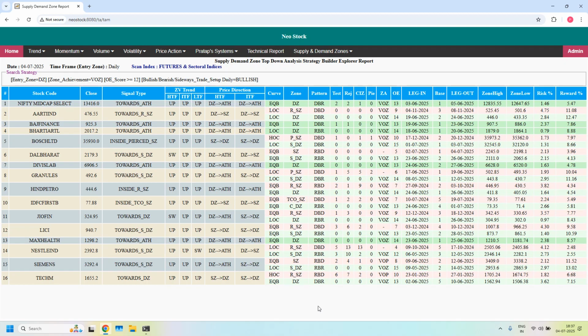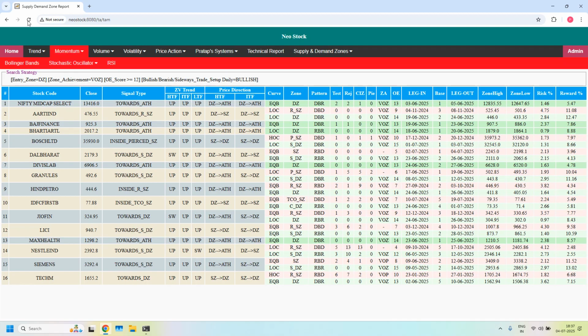Out of these 16 daily demand zones, we can further filter them based on different zone confluence strategies to find the high probability trade setups. So first filter is LTF and ITF demand zone confluence. LTF is daily, ITF is weekly. So daily and weekly demand zone confluence supported stocks. So we have to filter them on these 16 stocks.